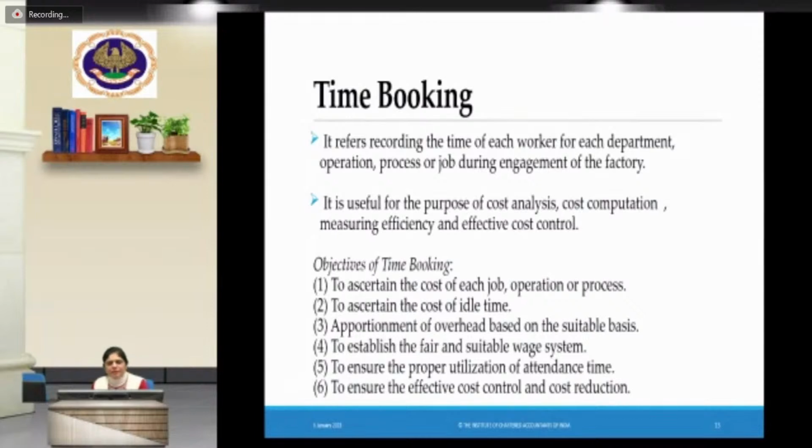Apportionment of overhead based on a suitable basis. So overheads are always apportioned. Fair, suitable wage system, proper utilization of attendance time. So if there is idle time, the manager of that particular department will counsel the employee or the worker that, see, your idle time is increasing, so you have to reduce your idle time.